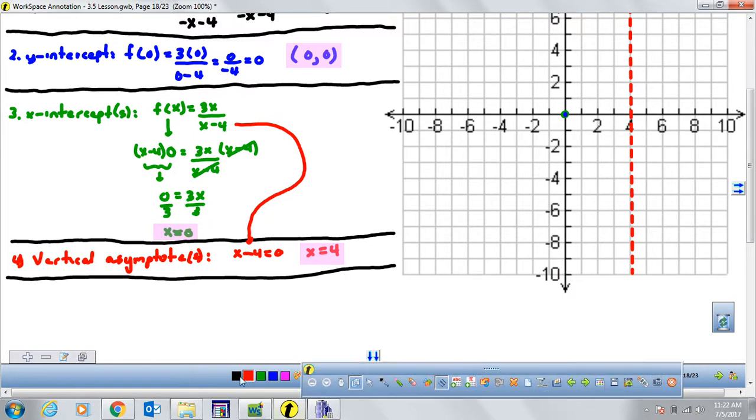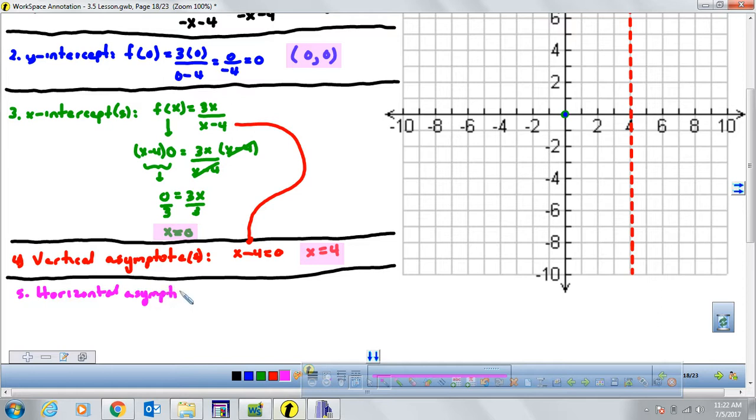Now, the next one, number 5, is the horizontal asymptote. To find the horizontal asymptote, we need to look at the degrees. So if you look at this function, f of x equals 3x over x minus 4, we can see that the degree of the numerator is 1 and the degree of the denominator is 1. Remember that this is n and the degree of the denominator is m. So you see that n is equal to m.